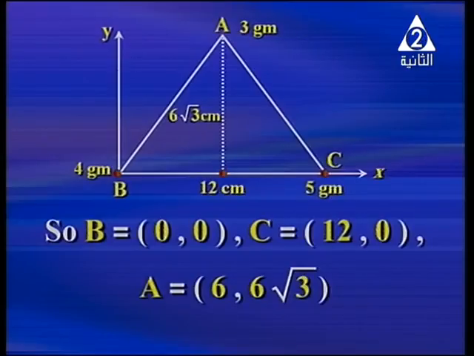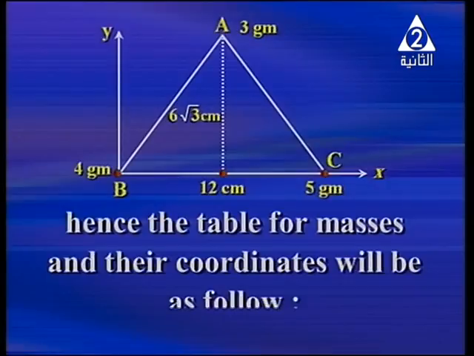Why? Because look at point A. Point A is 6 in x and 6 root 3 in y. Hence, we form the table for masses and their coordinates as follows, and by using the system we calculate the center of gravity.